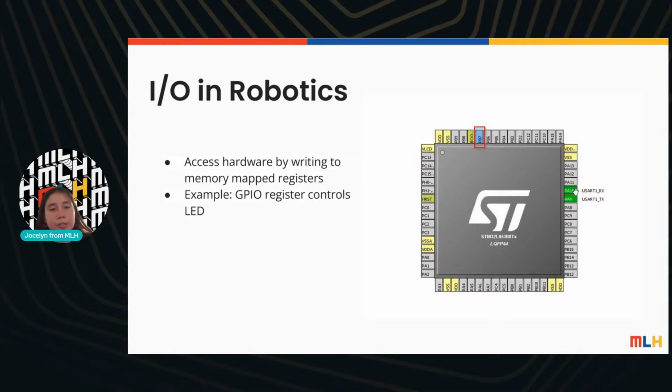So basically, for registers and memory, we have input and output ports in robotics, right? So this is an STM32 pinout, and the input and output ports are really important because it's how you access hardware by writing to specific memory-mapped registers. So for example, we can have a GPIO register that controls an LED. From this diagram, you can see I circled in red a specific input and output port, which is a GPIO register. And that specific pin can control an LED, it can control a motor, it can control a switch, or whatever you want to control in there.